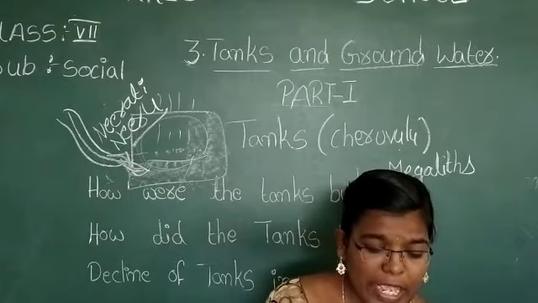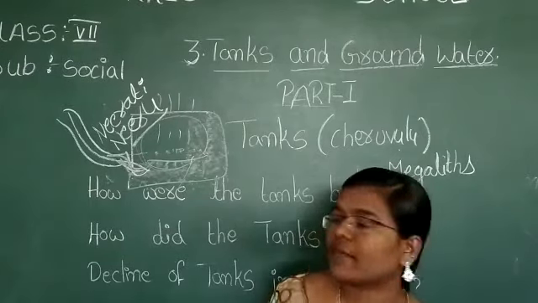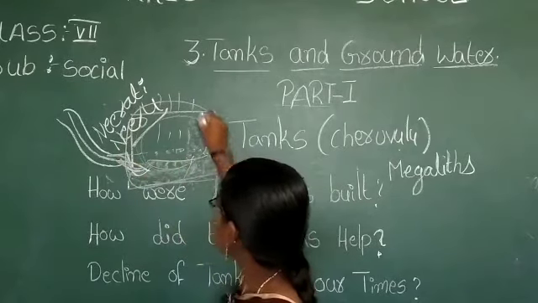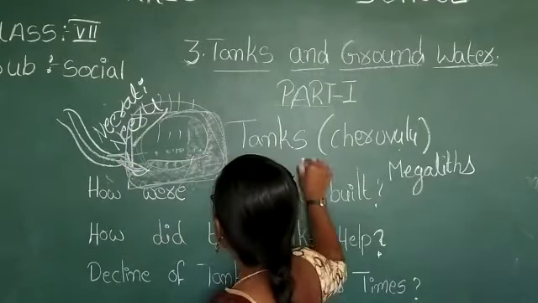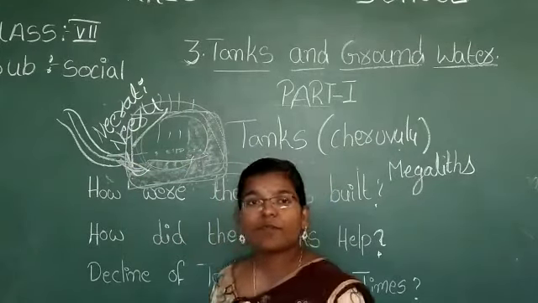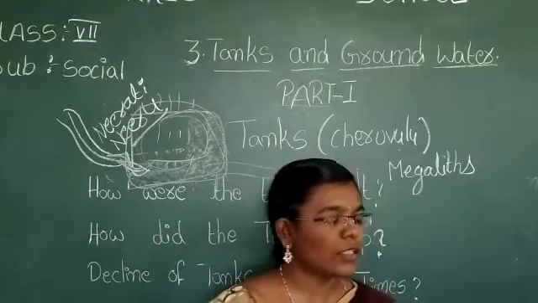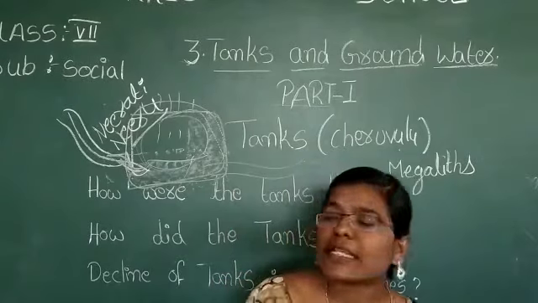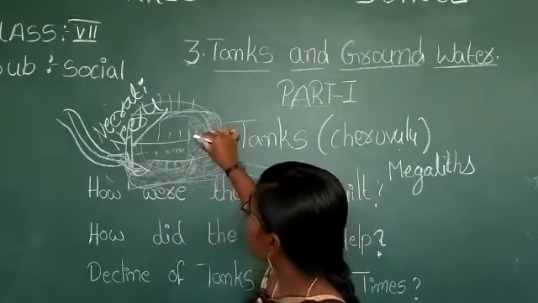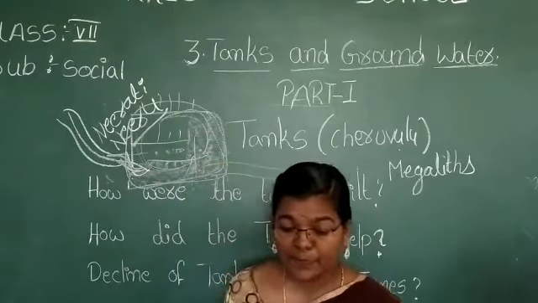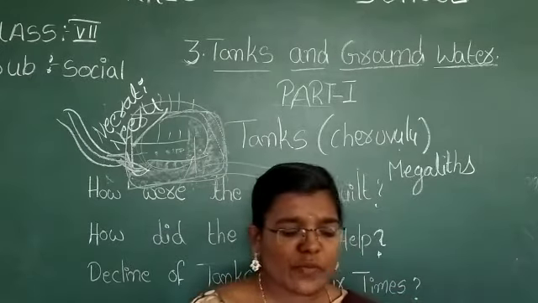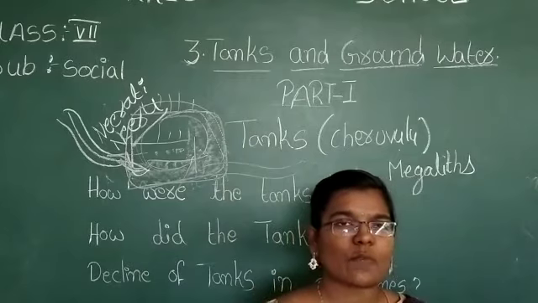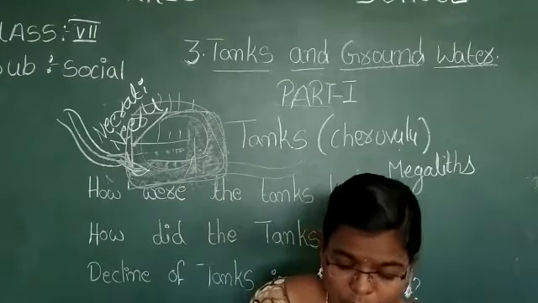The tanks also help to increase the water level in the wells. Whenever water is filled in the tank, the water near the wells also automatically increases. After the rain stopped, the tank water decreases. Whenever the rain stops, the water decreases. Then very few crops are raised in that type of situation.